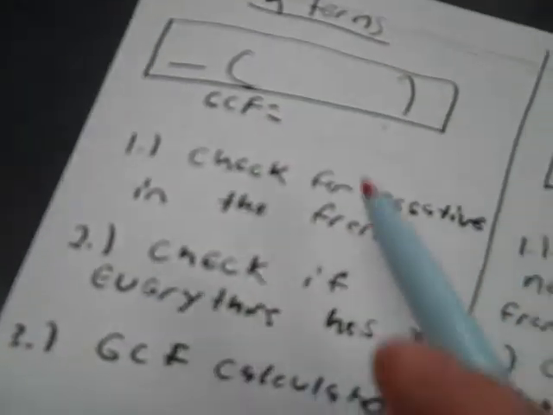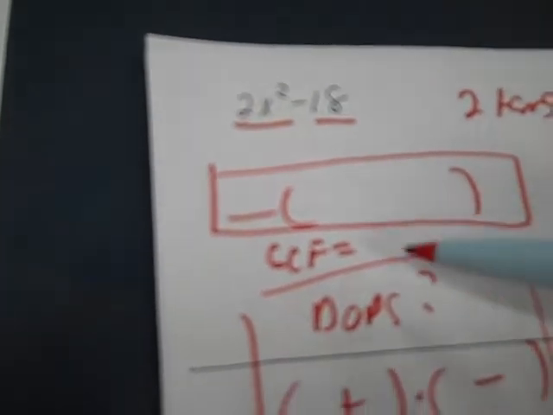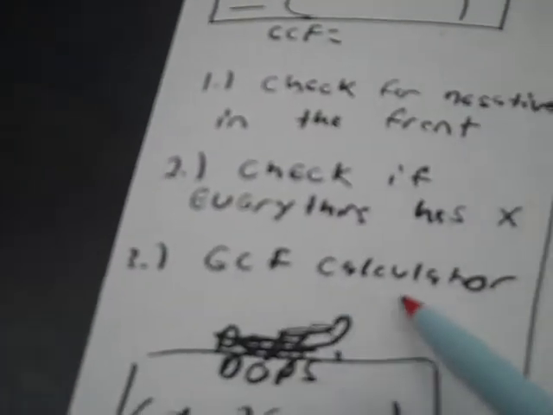So the GCF, check for the negative in the front. It ain't there. So we're not going to put negative on whatever's there. Check if everything has x. We have x to the second and then nothing. Okay, so no x. Now GCF, calculate 2 and 18.